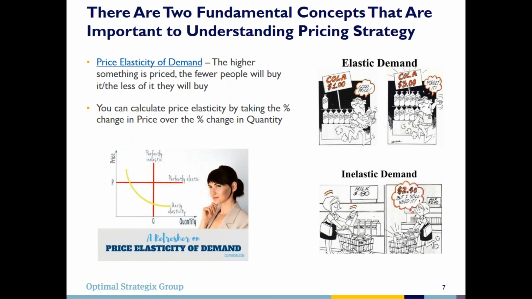And different products, different offerings, different services have different elasticities. So you have something like cola in the example to the right there, that is elastic demand, where as price changes, the demand changes very rapidly. You increase the price, and you see a very quick decline, whereas you have milk, which is more inelastic demand, where people will continue to purchase even at the higher price.